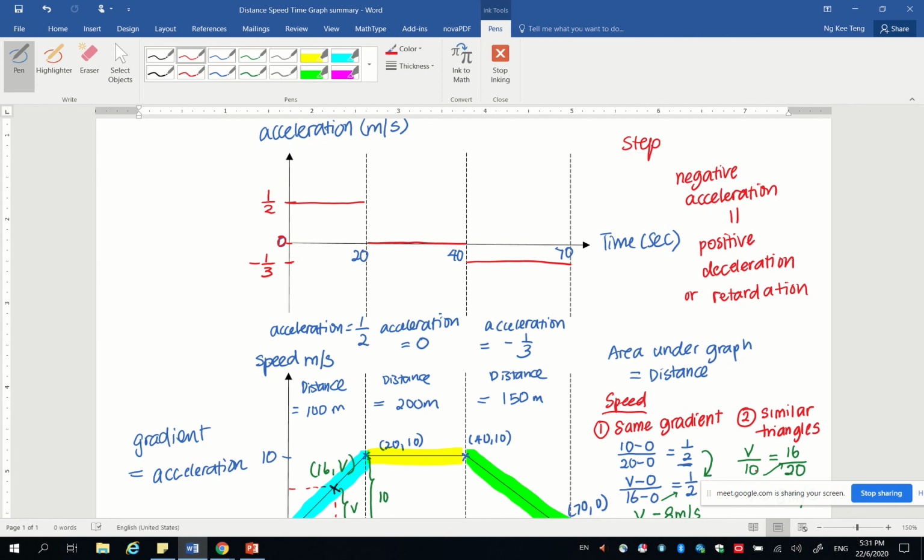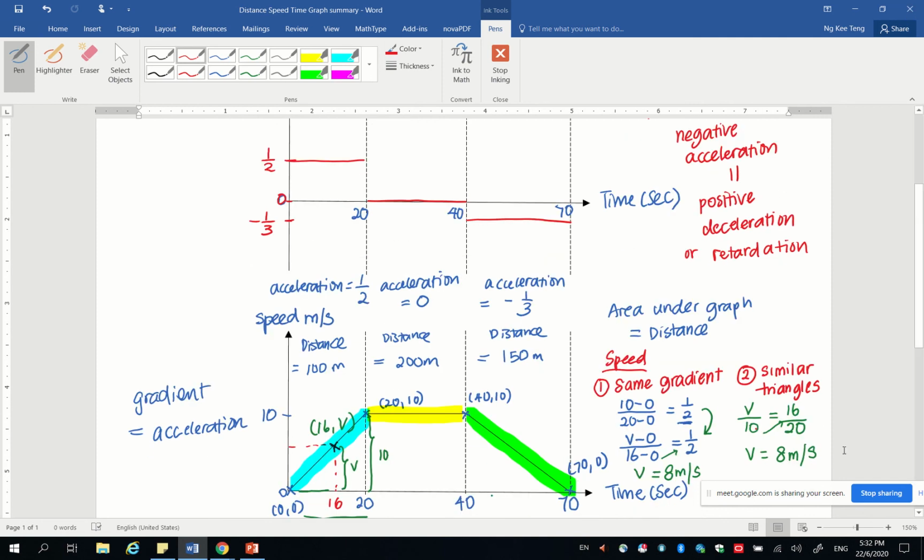So if the question asks you to find the retardation or find the deceleration, you find the gradient already, right? Remember to change it to positive. But if they already say find acceleration, then you can leave it as a negative number. So this one you must remember to change the sign. Okay, so with this I finished.